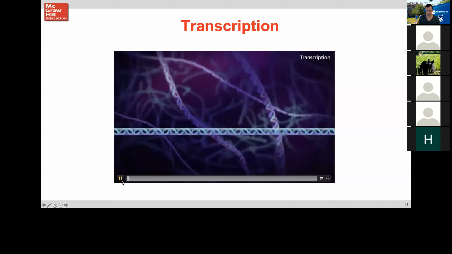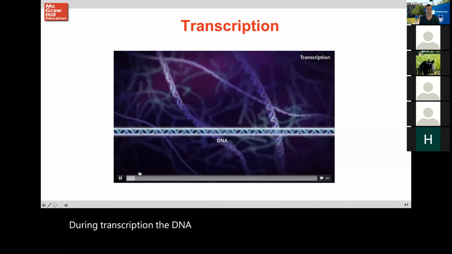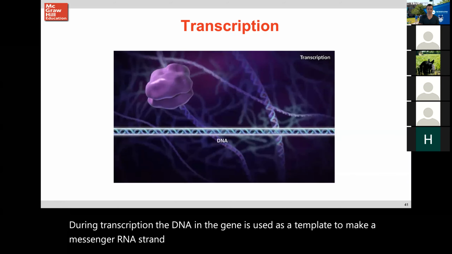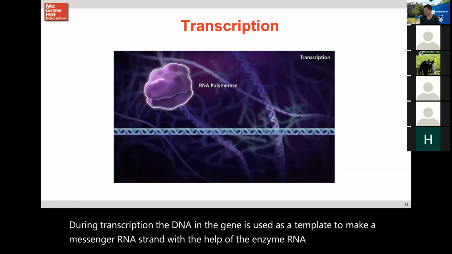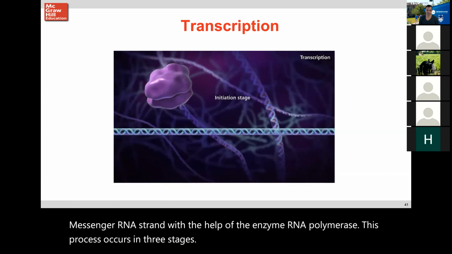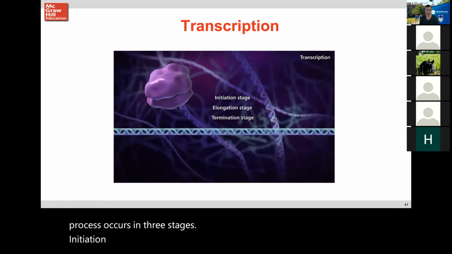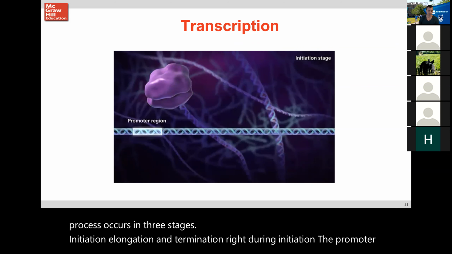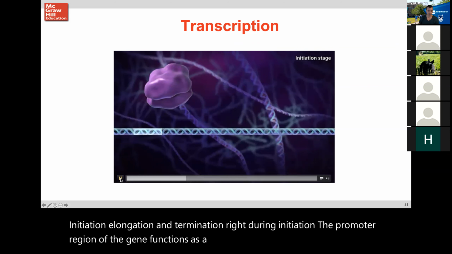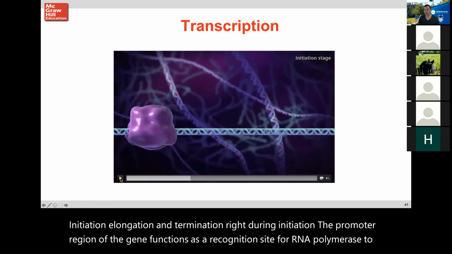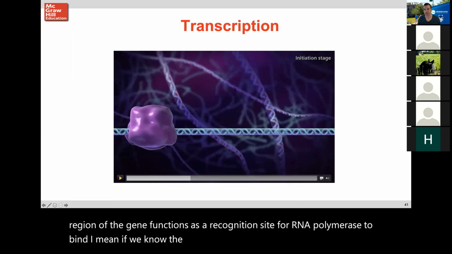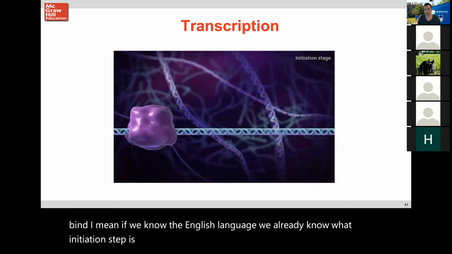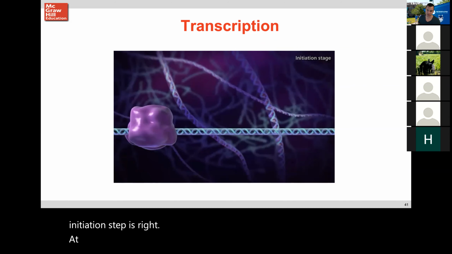During transcription, the DNA in the gene is used as a template to make a messenger RNA strand with the help of the enzyme RNA polymerase. This process occurs in 3 stages: initiation, elongation, and termination. During initiation, the promoter region of the gene functions as a recognition site for RNA polymerase to bind. If we know the English language, we already know what an initiation step is, right? It's the beginning. What do you think the termination stage is?